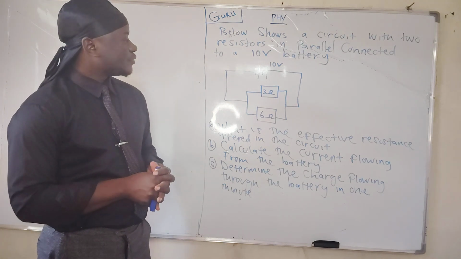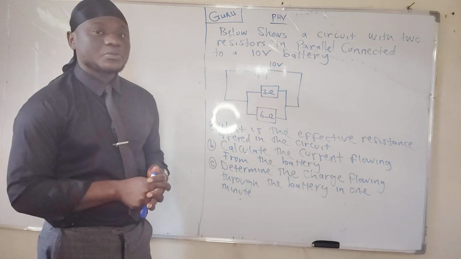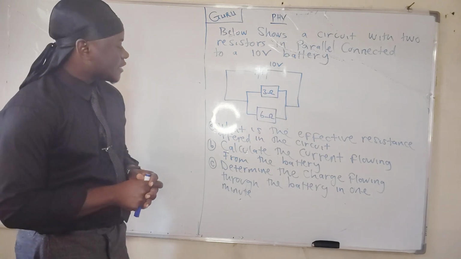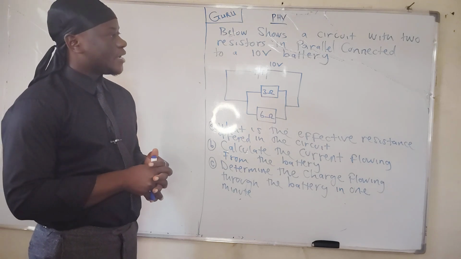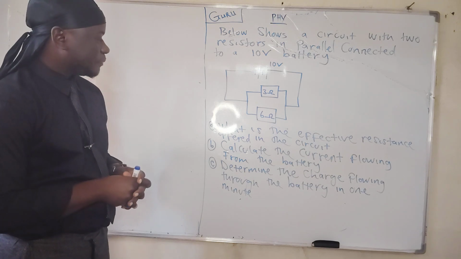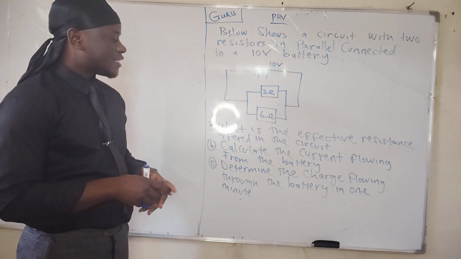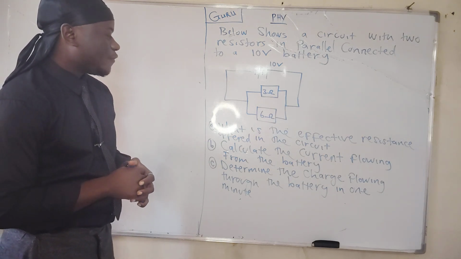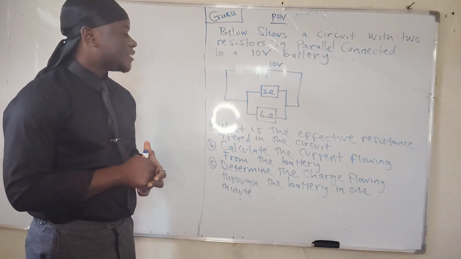Apart from voltage being the same, you also have to know how to calculate the total resistance, which can also be termed the effective resistance. Here the question says: below shows a circuit with two resistors in parallel connected to a 10 volt battery. So we have a battery of 10 volts, then resistance 3, and resistance 6. The question asks what is the effective resistance offered in the circuit. We have two ways you can calculate it, and I'll start with the simple one.